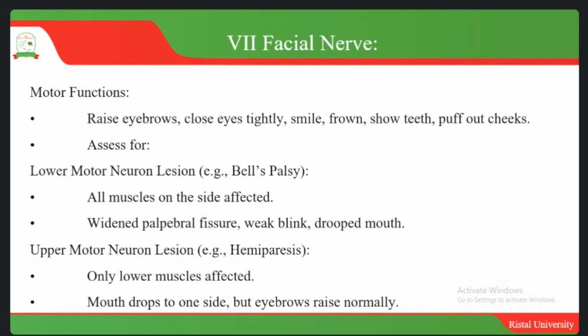So we can assess it for different things, whereby in assessment you can see the lower motor neuron lesion in case it causes Bell's palsy. And that's when you see one side of somebody's face is bent and one side is normal. So all muscles on the side are affected. Then there is a widened palpebral fissure, and a weak blink where the patient is not able to blink. You want to maybe prick the eye of the patient, and he blinks slowly, not in the same way that someone whose facial nerve is normal blinks.